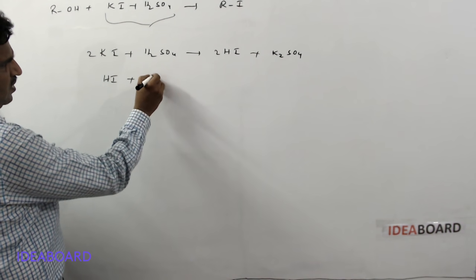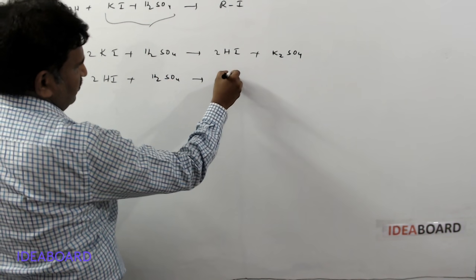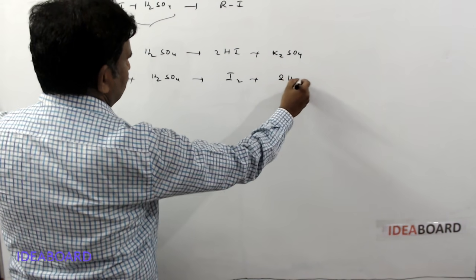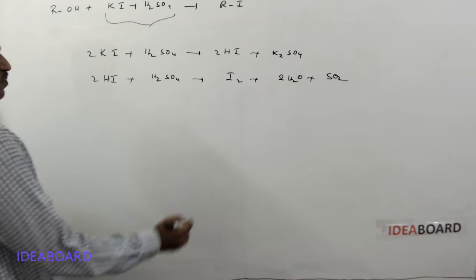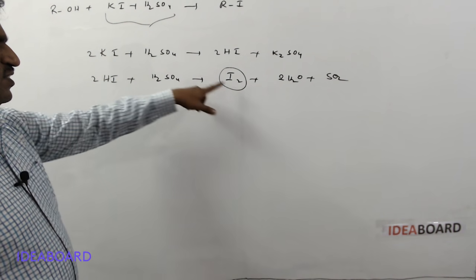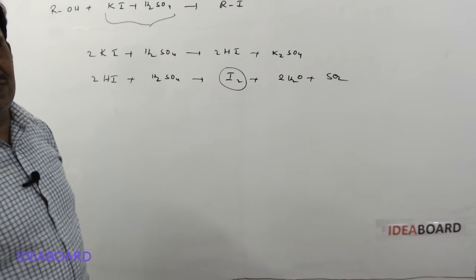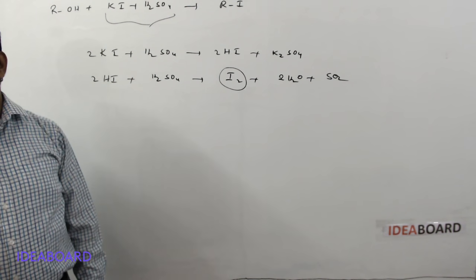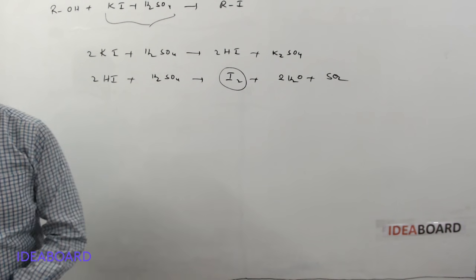This HI again reacts with H2SO4. Then it forms I2 plus H2O plus SO2. So to prevent the formation of iodine, or oxidation of HI into iodine, we are not using the mixture of KI and H2SO4. We are using the mixture of KI and H3PO4 only, but not H2SO4.